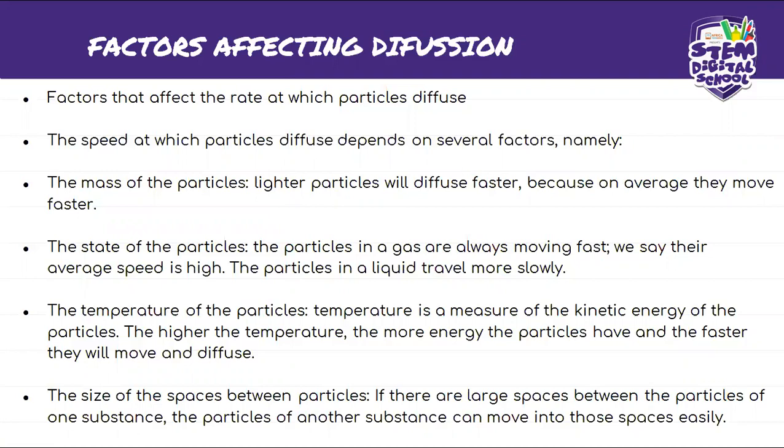The speed at which particles diffuse depends on several factors, namely the mass of the particles. Now, this is the explanation. Lighter particles will diffuse faster because on average they move faster.